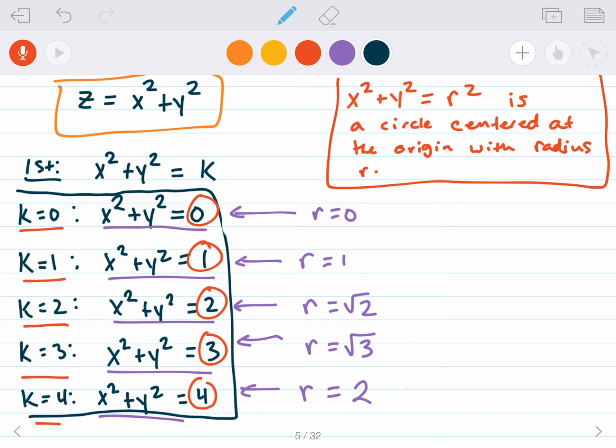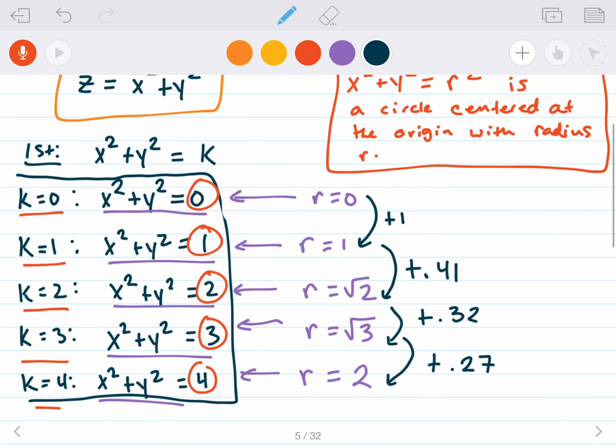Now look how the radius is changing as we go up along the z-axis. Here the radius is changing by 1, right? The radius gets 1 bigger. Here, if we take square root of 2 minus 1, the difference there, this is going up by about 0.41. And here, we're going up by about 0.32. And from root 3 to 2, if we take the difference of those numbers, we're going up by about 0.27. So the radius is not changing at a constant rate as we move up along the z-axis.